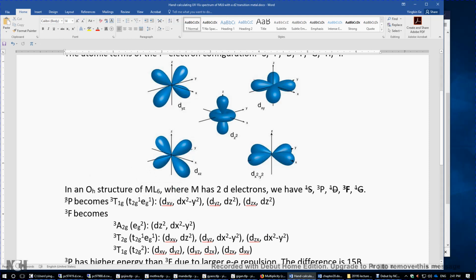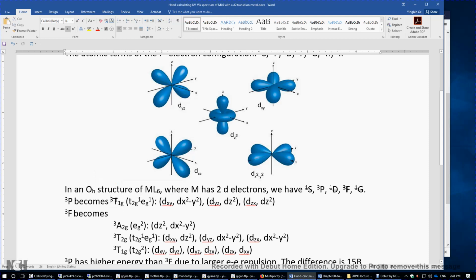If you have an atom, it has a spherical symmetry. Now this atom is surrounded by 6 ligands. The spherical symmetry is broken. Now we have a slightly lower symmetry. We call that octahedral symmetry with this 3T1g symbol.